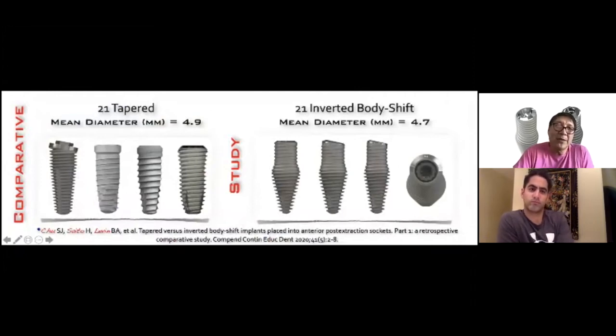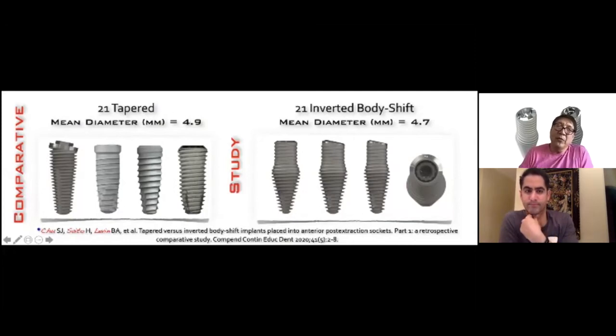So the study is only looking at central incisor extraction socket implants, a total of 42 central incisors, 21 in each group. So we had a pretty good grouping of case types, meaning that we didn't mix canines and laterals and premolars like many studies do. So it's only a study on central incisors, and we had implants of comparable shapes and diameters.